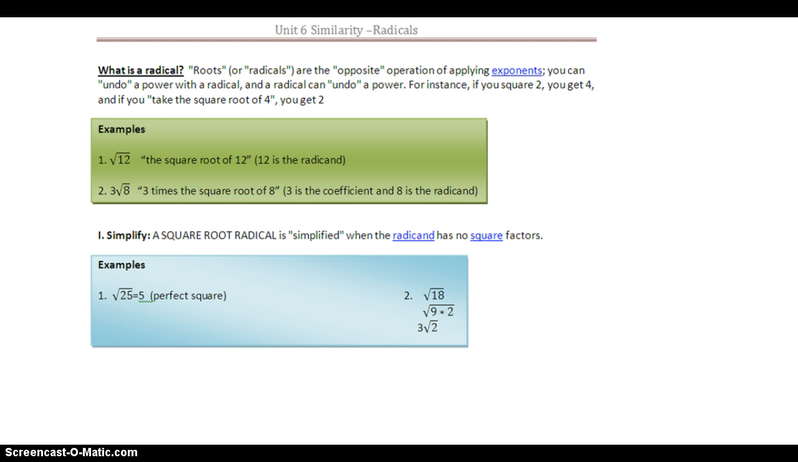So the first example we're going to work with is making sure that we can simplify. And the easiest way to do this is to look for the factors of the radicand that are actually perfect squares. And it'll make life a lot easier as we go along.